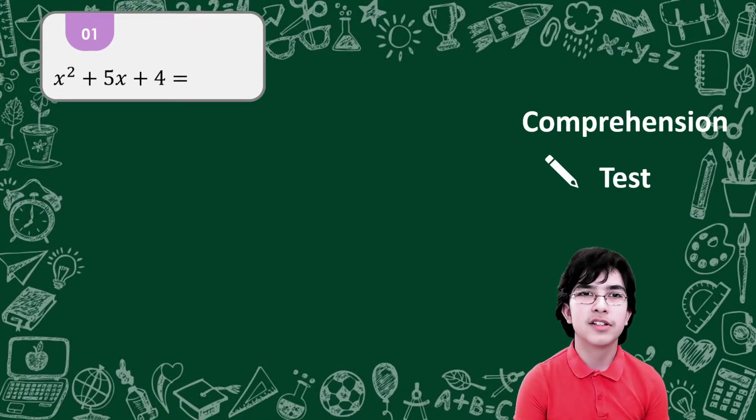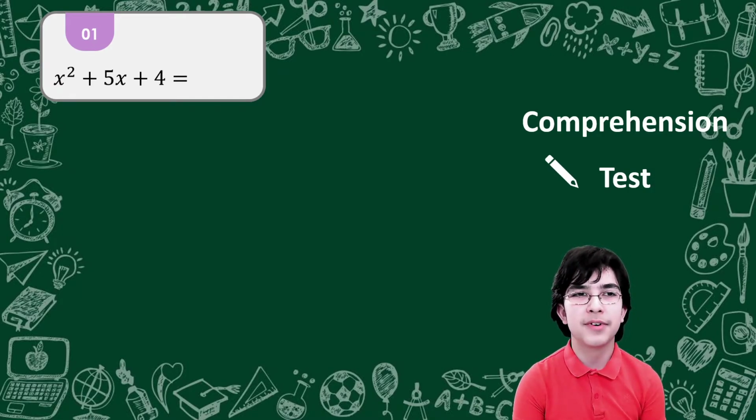So now the comprehension test. Here you will not be finding x, you'll just be finding the value of the discriminant and the amount of solutions, but it's written in equation form to help you identify the discriminant, since in an exam they'll write it like this, they won't write the discriminant laid out for you.